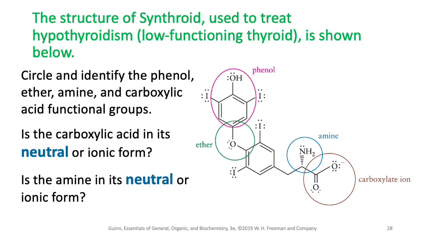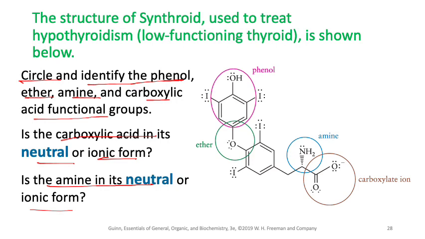So let's try to do this problem over here. The structure is given on the right hand side, and here is what you need to do. You have to circle and identify the phenol, ether, amine, and carboxylic acid functional groups if there are any, and say whether the carboxylic acid is in its neutral form or ionic form, or whether the amine is in its neutral form or ionic form.